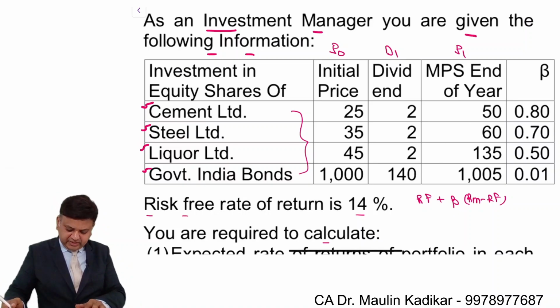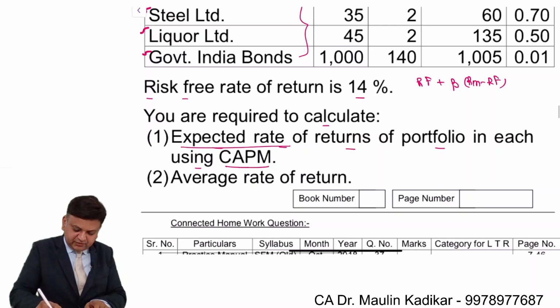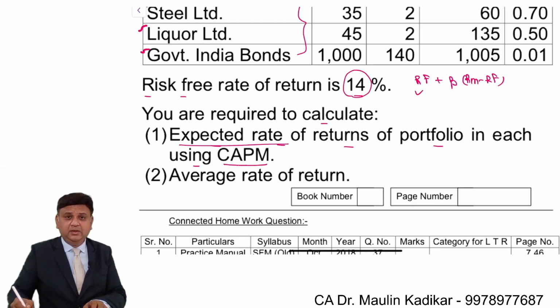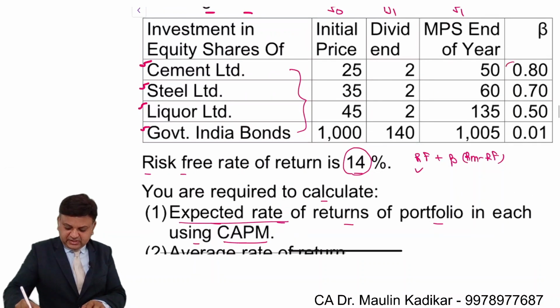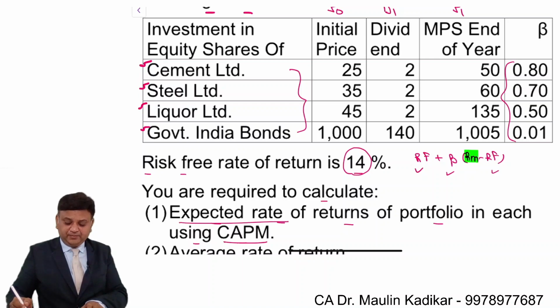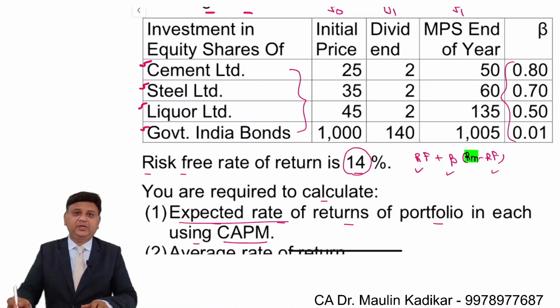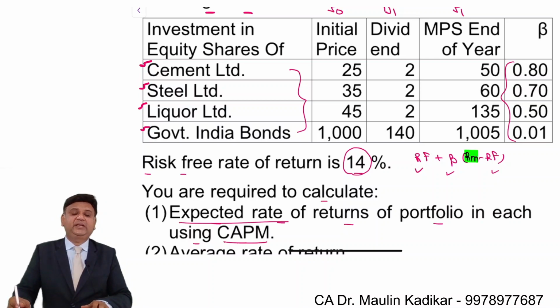Now friends, over here you can see that the risk-free rate of return information is given to us in the example as 14% that we require. Next is the beta information that we require is also given to us in the example. RF is of course given to us as 14%. The only information which is lacking is RM, that is return on the market portfolio. So we are required to make the computation of the return on the market portfolio.